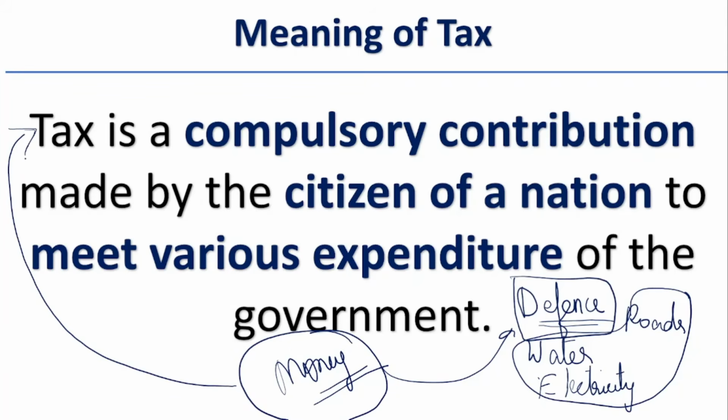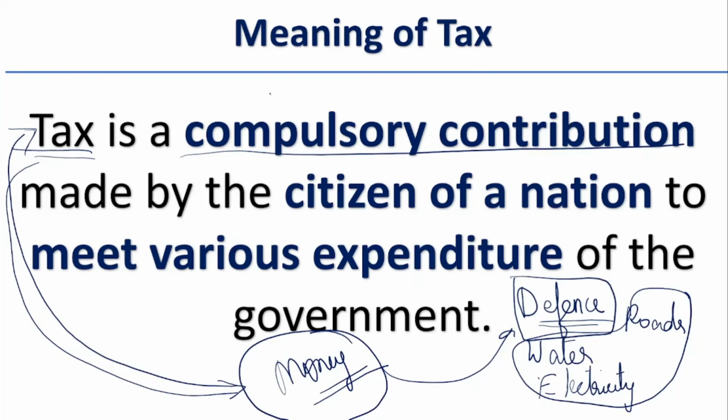Whatever the tax we pay to the government, using that money, or we can call it tax revenue, the government will try to develop the nation. Now, the first one is compulsory contribution. What is this compulsory contribution? Compulsory means everyone has to do it. Nobody can escape from that. If a person is liable to pay the tax, then he should definitely pay the tax. Nobody can escape from that.